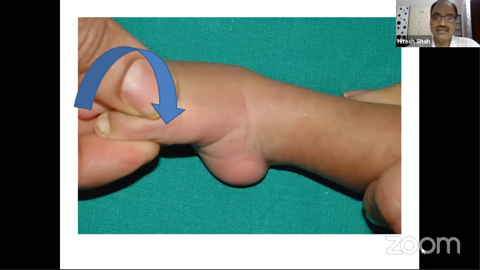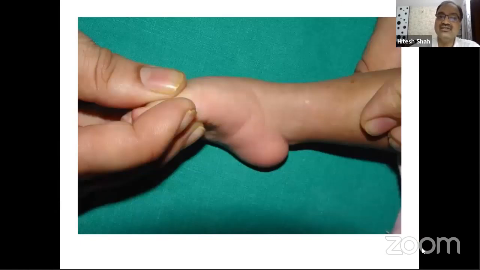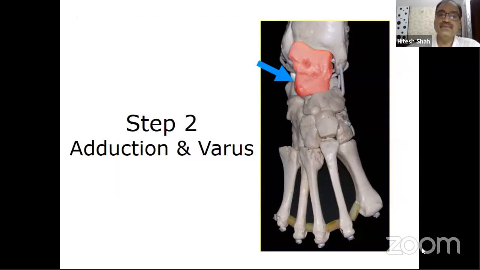The very simplest method: when we try to do the pronation, you can see that the cavus is exaggerated, and according to Ponseti, this must be avoided. You should never ever pronate the first metatarsal. The correct way is to just lift. You just lift the first metatarsal in order to correct the cavus, and the foot appears normal. Sole side, it looks normal.